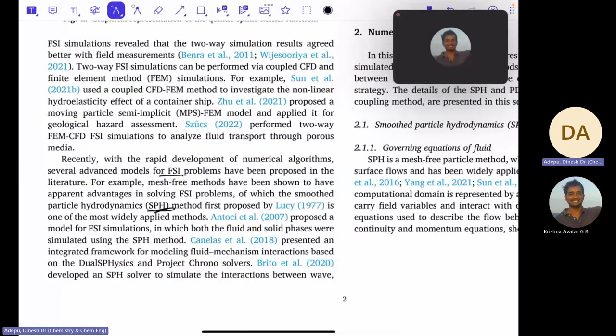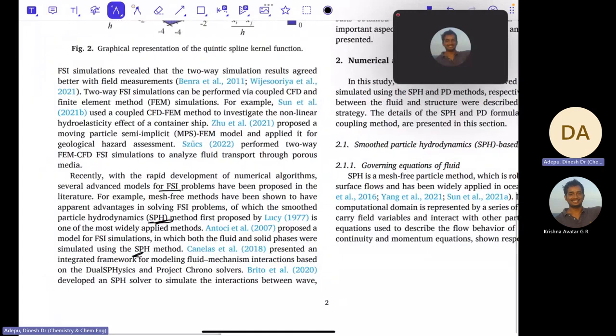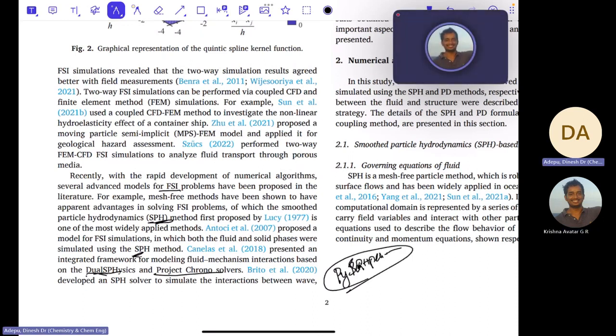FSI, SPH is very much used. SPH is used, and DualSPHysics couples with Project Chrono. So next time if we develop some software, we'll write PySPH peridynamics or something like that. We'll put some name, say peridynamics coupled with PySPH, or one integrated software where we develop peridynamics into PySPH, and we will write like that.